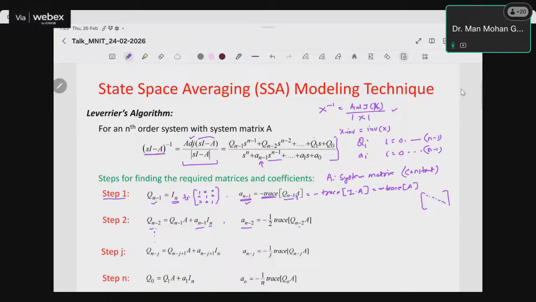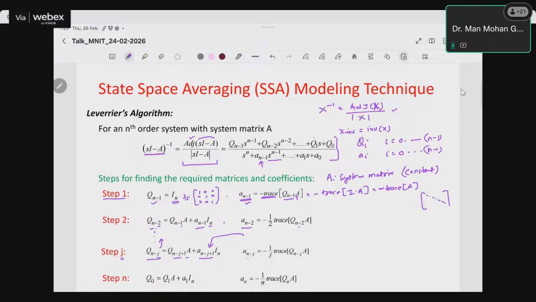Similarly, we can find Q at the jth step somewhere in between. We can find Q(n-j), which is equal to Q(n-j+1) into A plus a(n-j+1) into I. So you can see here, if it is 2, it is 1. Similarly, if it is n-j, it is n-j+1. A is the same. Q(n-j+1) was just calculated one step back, right? So we will use that. And this a(n-j+1) was also calculated one step back only, that we will use. So that will give me Q(n-j).